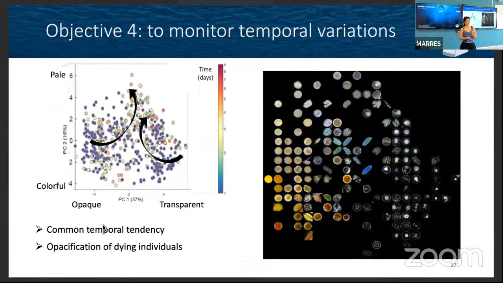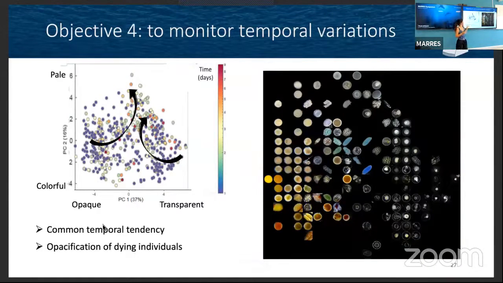We also investigated, for the fourth objective, the temporal variation. This is still the same data, but now I show you with a color scale the temporal aspect, so the time of the acquisition. In purple, this is the first day of acquisition, and then the other days of the eggs. So the images I show you here, at least some of them, are not just freshly harvested.